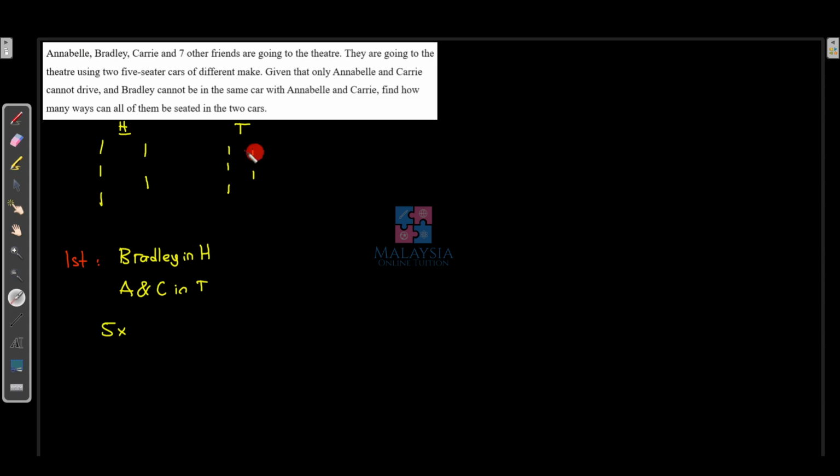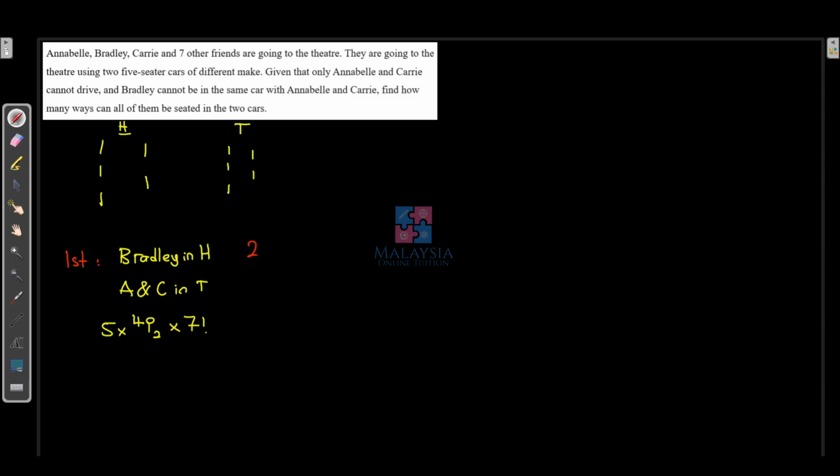So we can say 4P2. There are 4 seats available for Annabelle and Carrie, and we just want to put the 2 of them. That's why 4P2. For the rest, the 7 friends, there are no restrictions, and all of them can drive. That's why we can put 7 factorial, meaning we can put any of the 7 friends in any of car H or car T, no problem, because the restrictions are only for Annabelle, Bradley, and Carrie. So that's the first case.